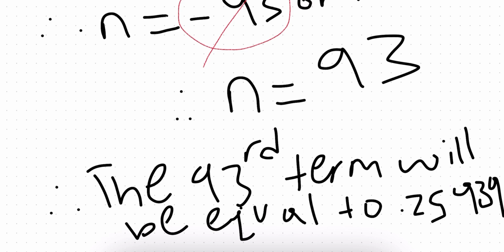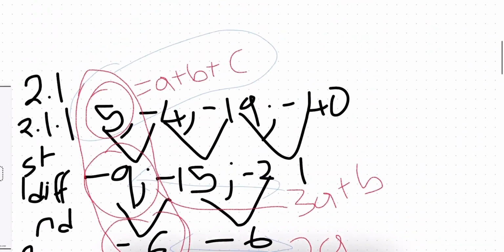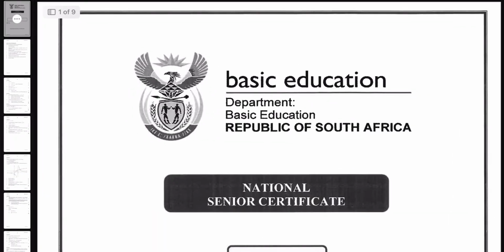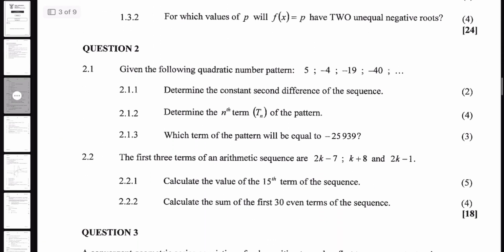Okay, before we run out of time, let's go to the second part of the question. We were talking about the arithmetic sequence. There was your 2.2, if I'm not mistaken. It was 2.2, ne? Okay. Let's go to the question paper. It was saying the first three terms of arithmetic sequence are this and that.